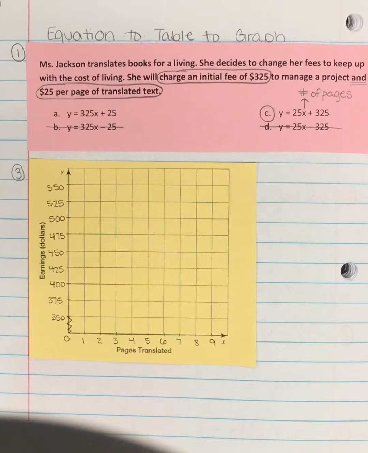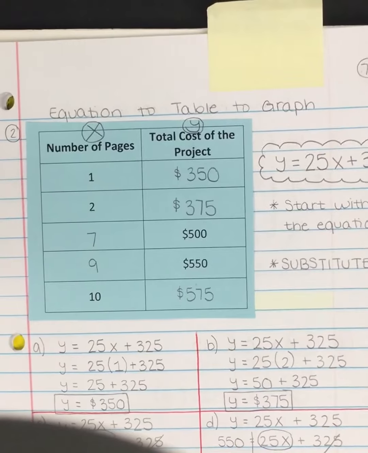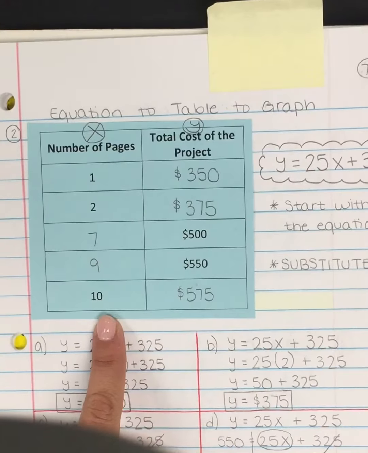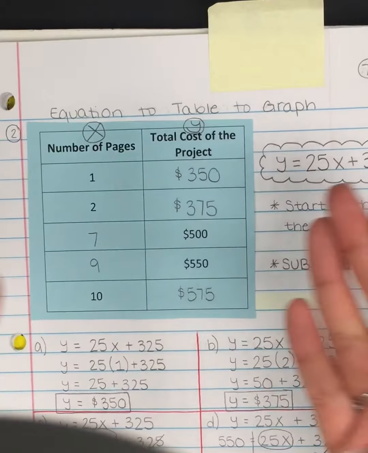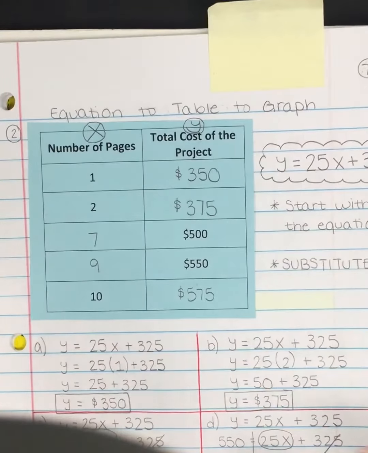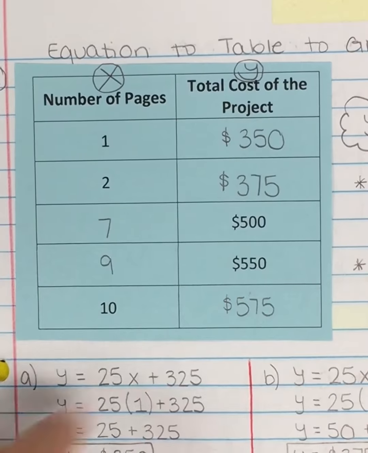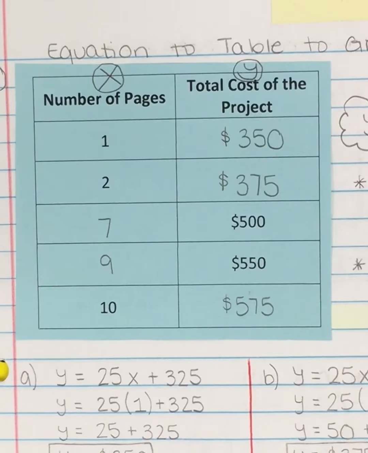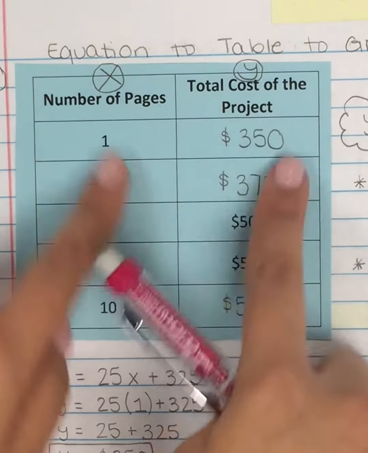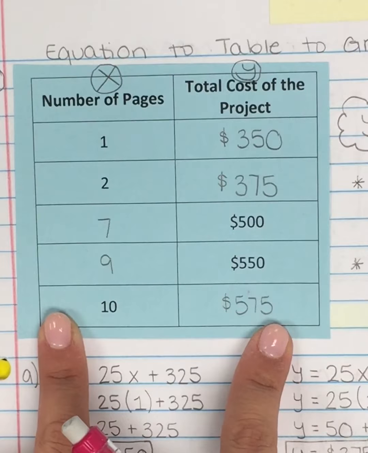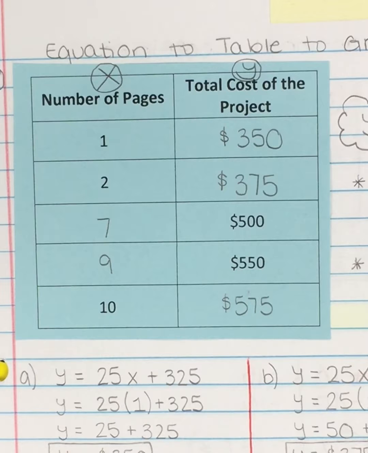Remember, our ordered pairs are going to come from the table. These are our x values and these are our y values. These right here are our ordered pairs. We've done this before. Think about it. How can we make the values in the table look like the ordered pairs that we're going to put in our graph? What do we need to add around our table to make them look like ordered pairs?